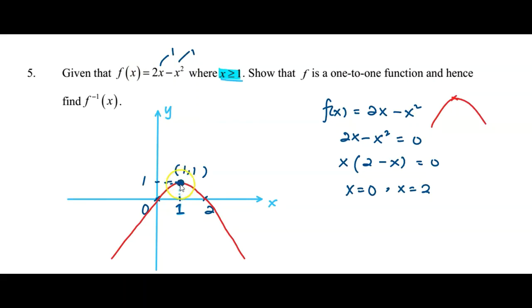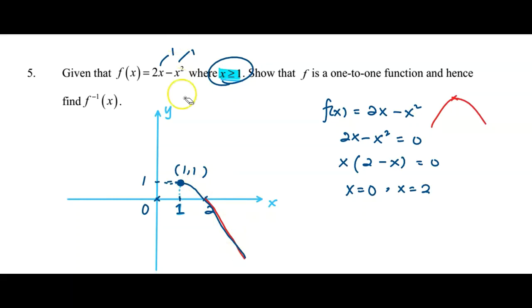That is, it will break at x equals 1, and since the domain is x greater or equals to 1, meaning that we only take the right-hand side of the graph, and the rest we will just delete. Okay, just delete, and we just remain the graph at the right side.